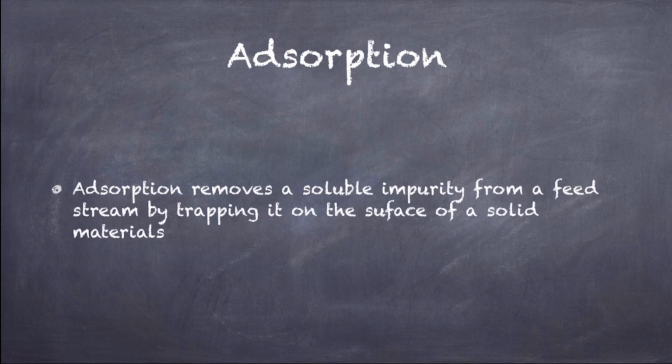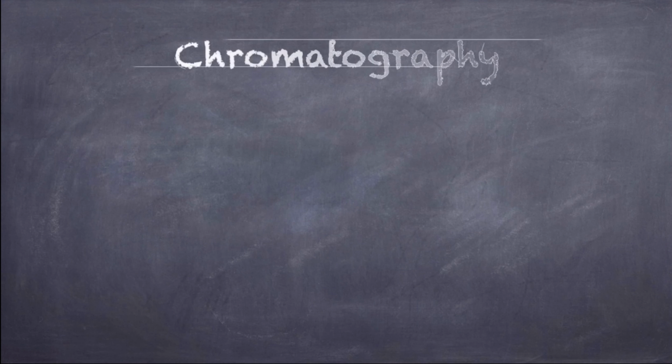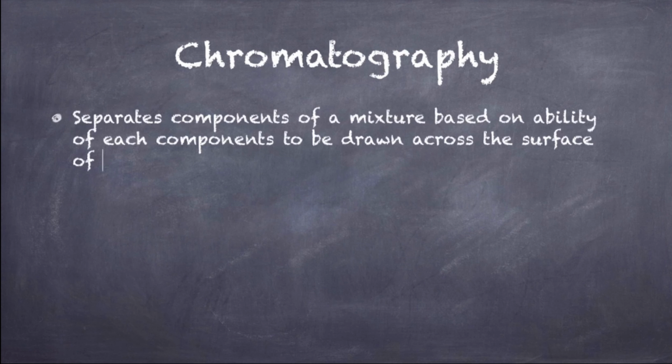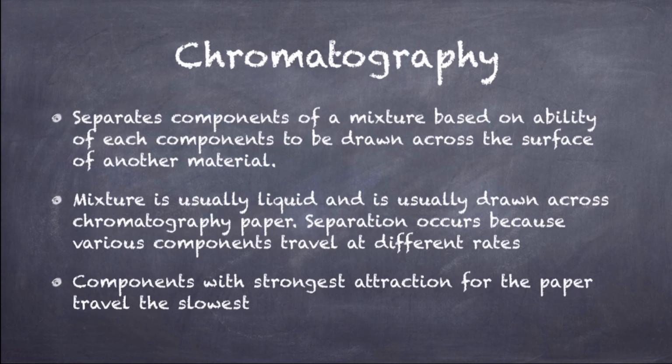So next, we have absorption. Absorption removes a soluble impurity from a feed stream by trapping it on a surface of a solid material. One example para maintindihan nyo is chromatography. So, one example of absorption is chromatography. So, ano ba ang chromatography? Basahin muna natin ang meaning niya.